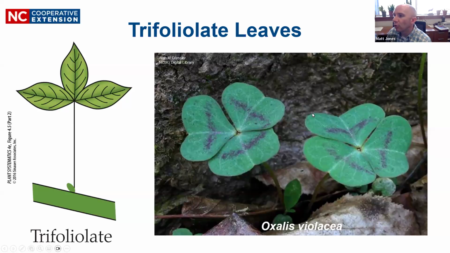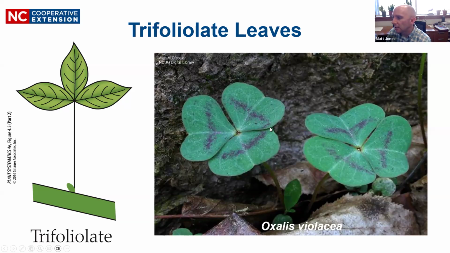Some leaves are trifoliolate, so it's a compound leaf that just has 3 leaflets. And notice it is trifoliolate, not trifoliate. Trifoliolate is the correct way to describe this compound leaf with 3 leaflets.